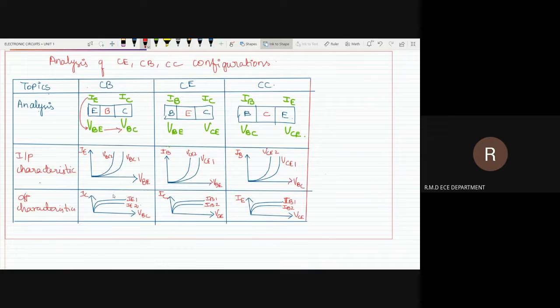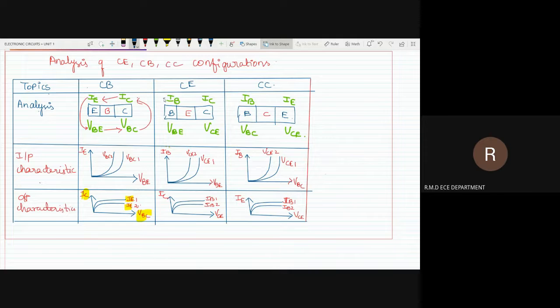In the same way, the output graph is IC versus VBC by keeping IE constant. See here, IC versus VBC by keeping IE constant. Similarly, you have to write it for all the configurations.